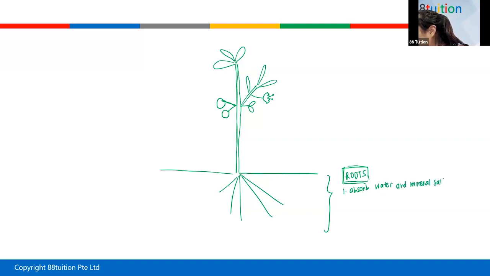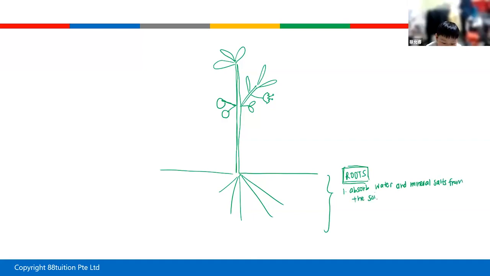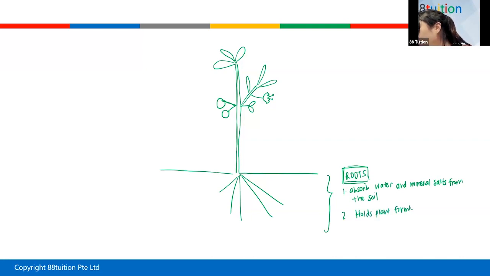What is the other function? It holds the plant firmly to the ground. Very good. So holds the plant firmly to the ground. Another word, not sure whether you have heard of it before, is anchors the plant. If you haven't learned that word before, today you can learn that anchor means to hold the plant firmly to the ground.